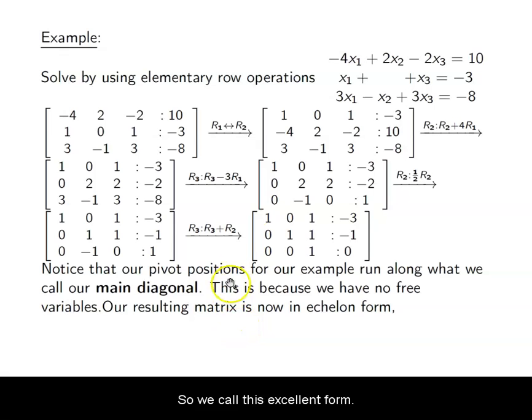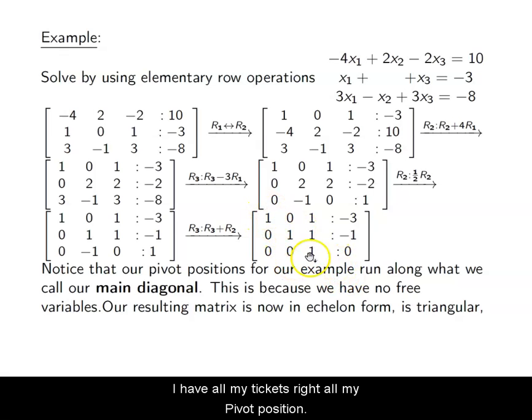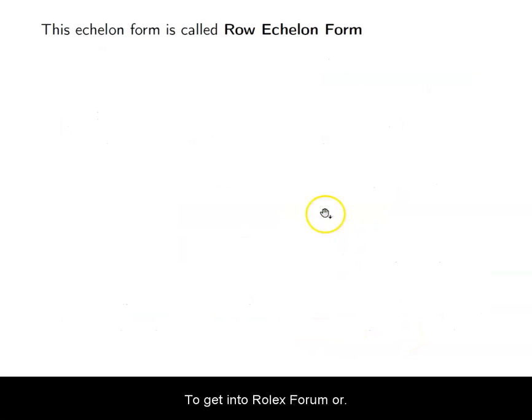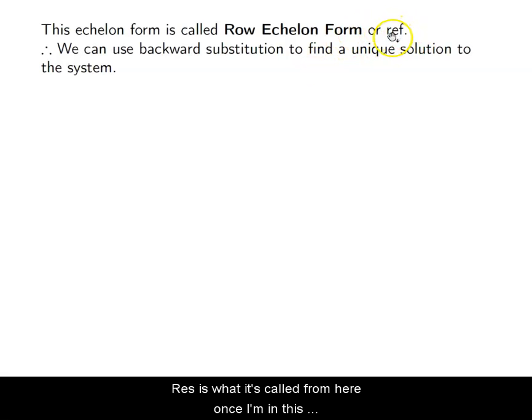Okay, so we call this echelon form because it's triangular in form. I have all my pivots, right? All my pivot positions have a 1 in them. There are no free variables. There are no columns that do not have a pivot in them. To get into row echelon form, or REF, is what it's called.